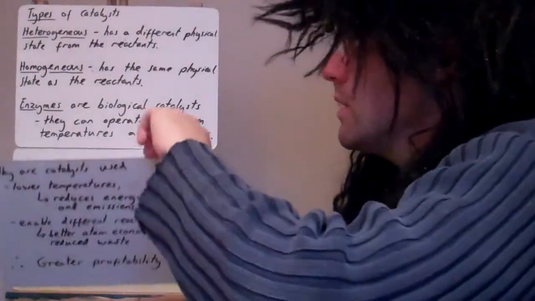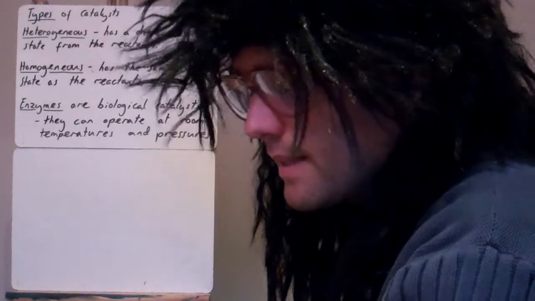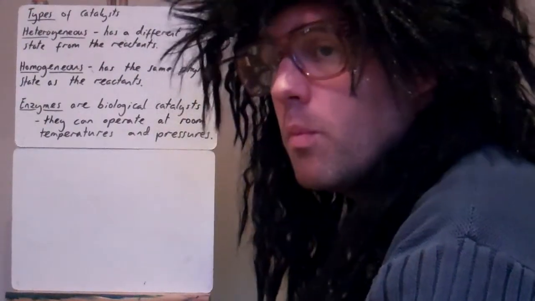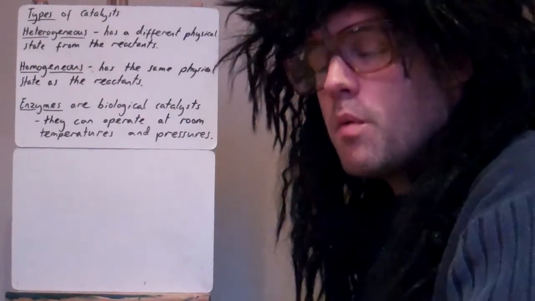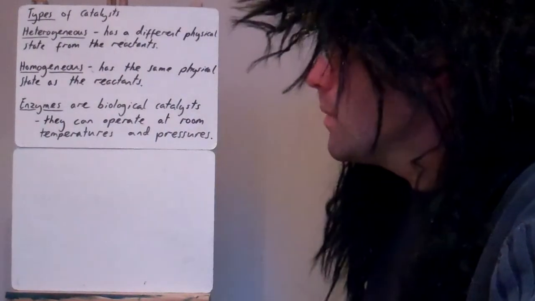Okay, so looking at types of catalysts, we have heterogeneous. So heterogeneous catalysts are ones where the catalyst is in a different physical state to the reactants. So an example would be the use of iron in the Haber process. The reactants in the Haber process are nitrogen gas and hydrogen gas, and iron is a solid metal.